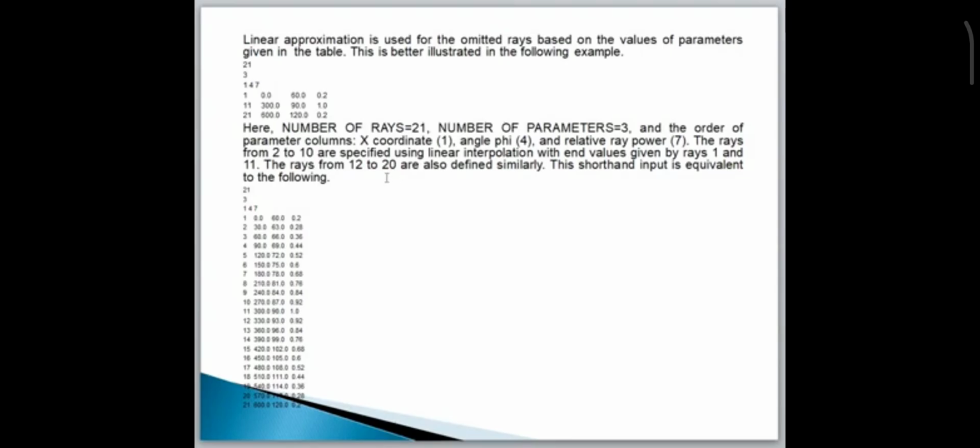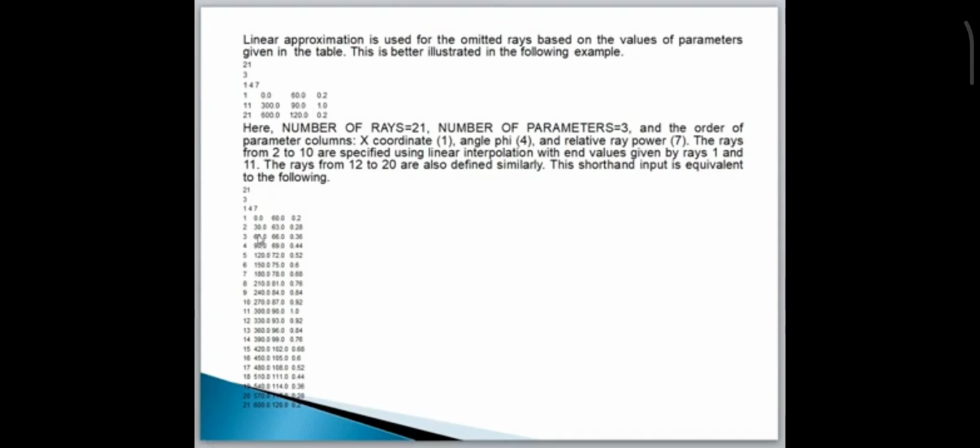Similarly, the shortened input is equivalent to the following. Next, I have defined the number of rays 21. I have defined the 3 parameters. 3 parameters are the 1, 4, 7. This is the ray number 1 and the first parameter x coordinate. First parameter, the x parameter of origin plane, that is 0.0, angle is 60 degree and the relative ray power is 0.2. Next 2 for the x coordinate of origin plane 30 and the angle phi is 63 and the relative ray power is 0.28.